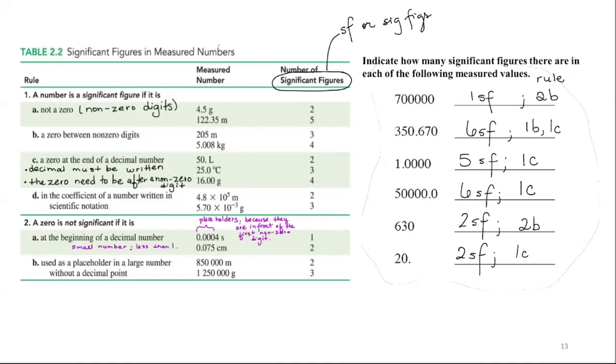Any questions? When you have a measured number, how do we determine the number of significant figures? Again, the numbers that carry meaning in that measured value. Any questions? Great. Since there are no questions, let's move on to the next concept.